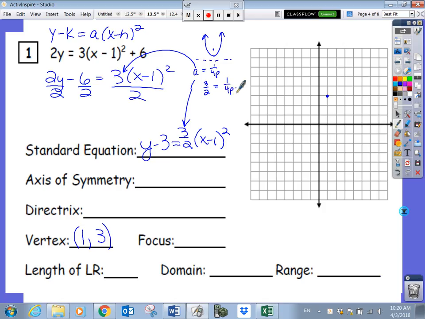Now I just cross multiply. 12p equals 2. Divide by 12. p is equal to 1 over 6. So p is the distance from the vertex to the focus, vertex to the directrix. So I'm going to go up 1/6, and there's my focus.